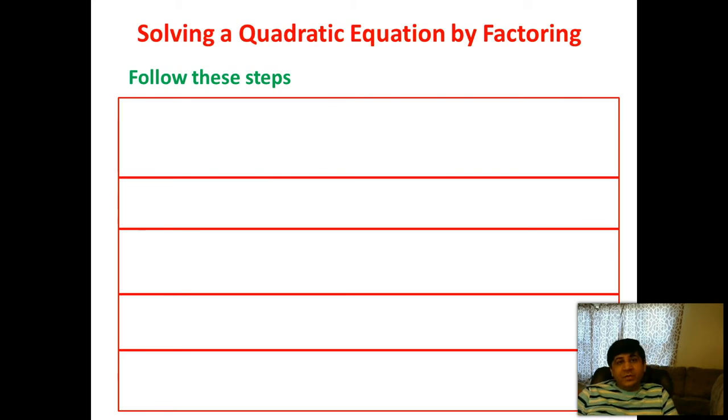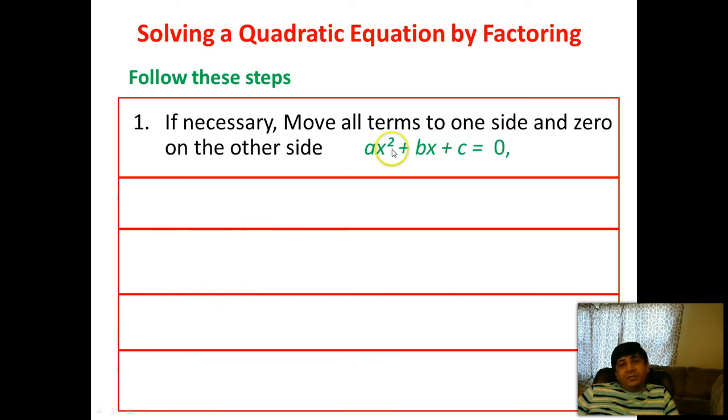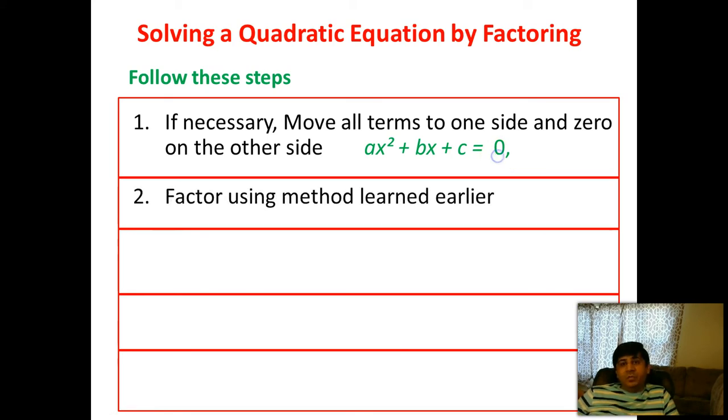These are the steps which we will use when we solve a quadratic equation by factoring. First of all, a quadratic equation will be given to you. You want to make sure you have it in standard form, all the terms on one side and 0 on the other side. If it's not that way, make sure you have it before you move on. Then factor, using the methods we learned earlier. If the leading coefficient is 1, use the simpler method. If the leading coefficient is other than 1, use the example I did earlier.